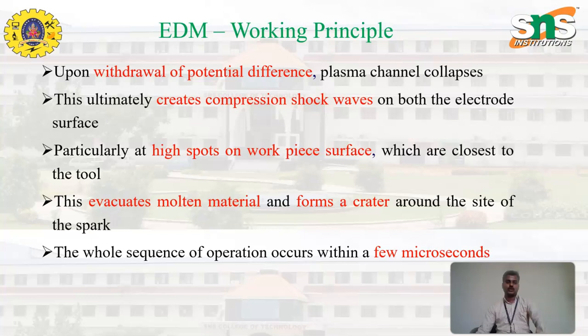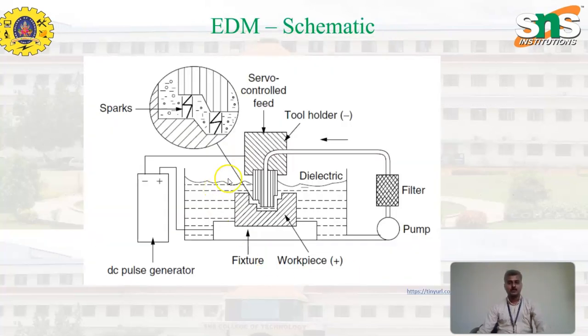Upon the withdrawal of the potential difference, the plasma channel collapses. It creates compression shocks on the electrode surface. At that point, the high spots on the workpiece surface which are closest to the tool are affected. This evacuates the molten material and forms a crater at the site of the spark. It takes a few seconds to remove the material.